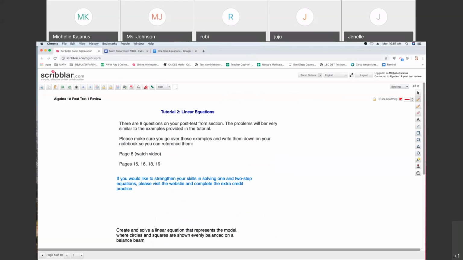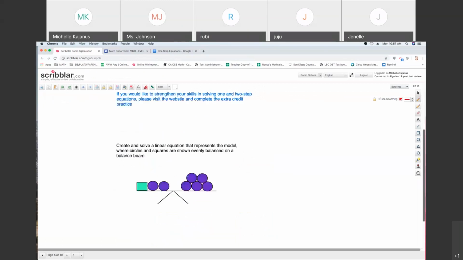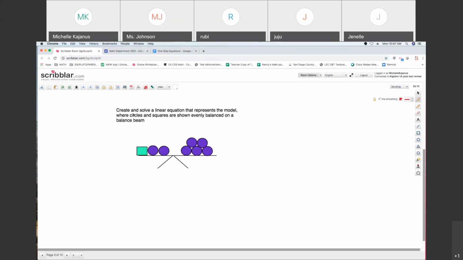Let's begin doing a few examples. Example 1. Create and solve a linear equation that represents the model. Circles and squares are shown evenly balanced on a balance beam. Now, when you solve an equation, it's also called balancing an equation. That's what they're trying to show you with the balance. So the balance represents the equal sign. The circles are just the number of circles that you have on each side. On the left side, I have 5 circles. And on the right side, I have 2.